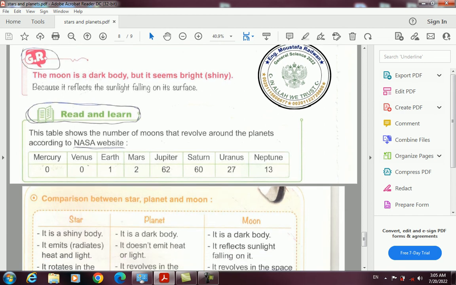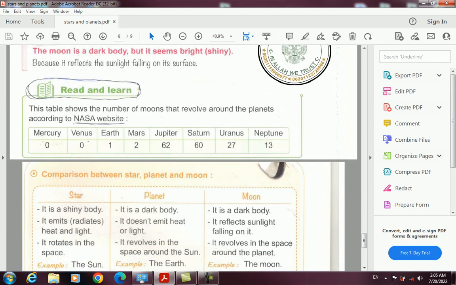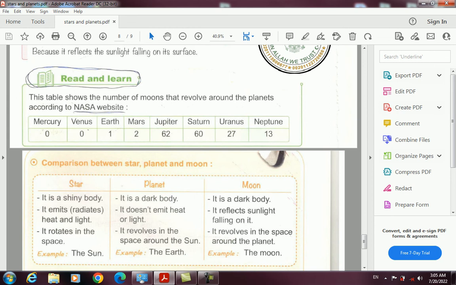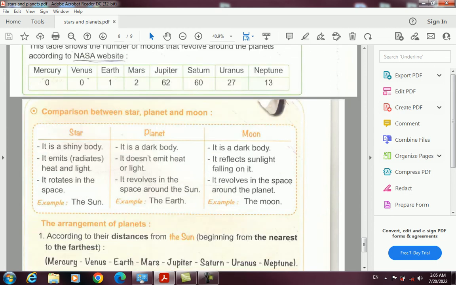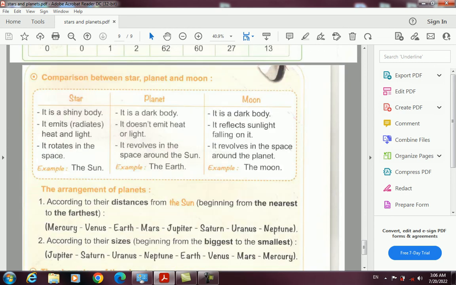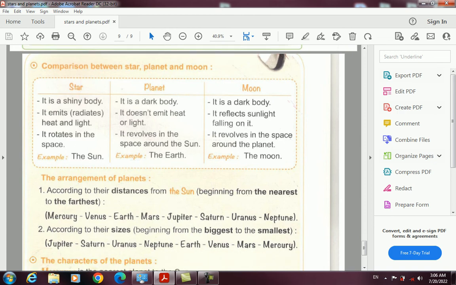And for the last thing in this lecture, I think we'll do a comparison. If you're asked to do a comparison between the star, planet and the moon, you will find this table interesting. The definition of each of them: the star is a shiny body, while the planet is a dark body, and the moon is also a dark body. The star emits or radiates heat and light. The planet doesn't emit heat or light. And the moon reflects sunlight falling on it.